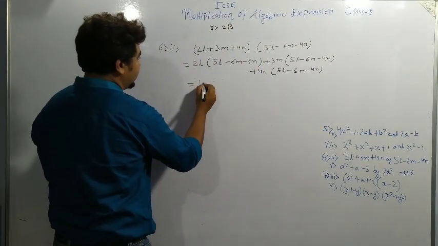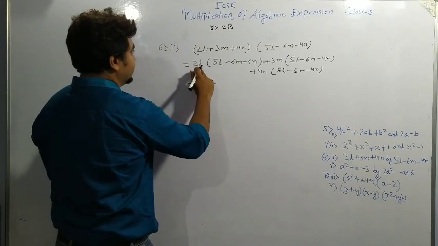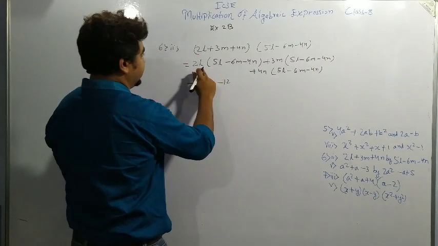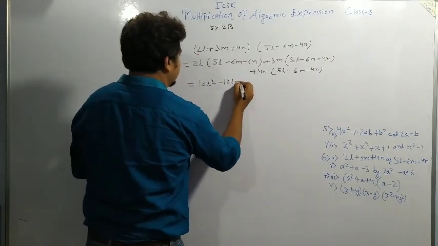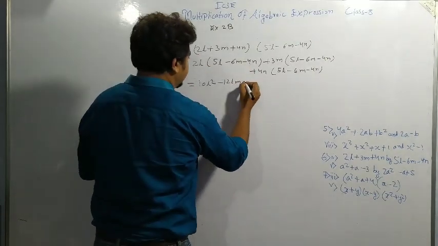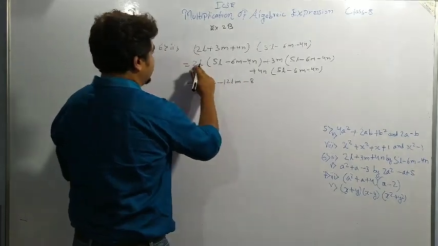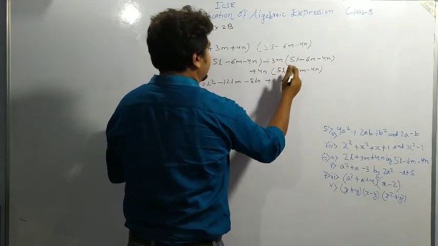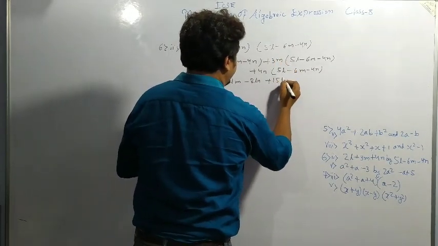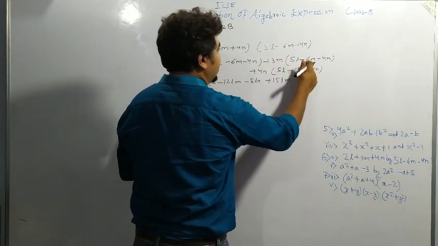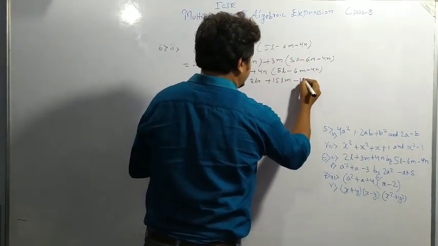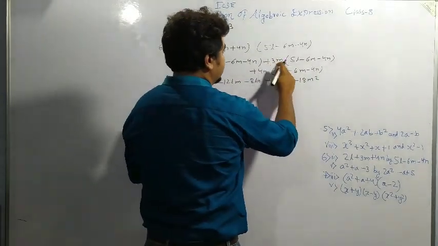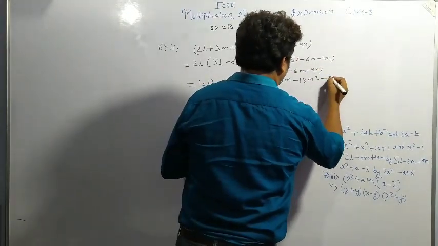2 into 5 is 10L square. Then 2 into 6 is minus 12LM. 2 into 4 is 8, minus 8. 2 into minus 4 is minus 8LN. Then 3 into 5 is 15LM. 3 into minus 6 is minus 18M square. Then 3 into 4 is 12.